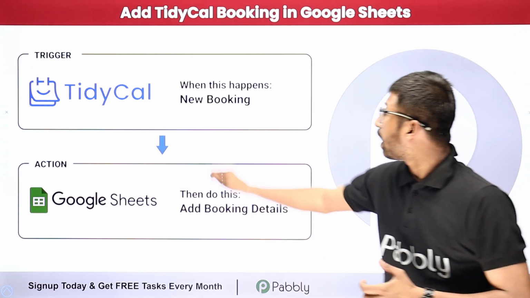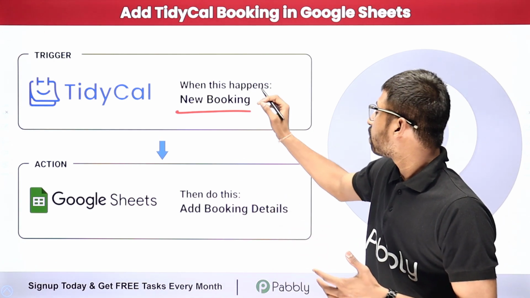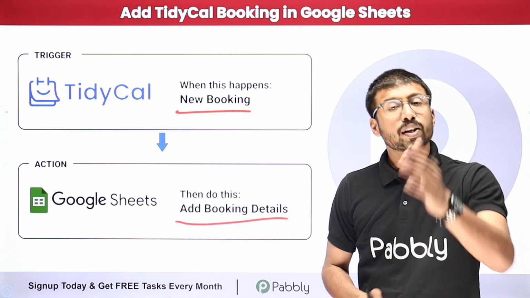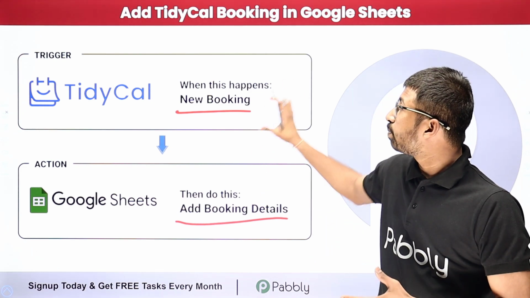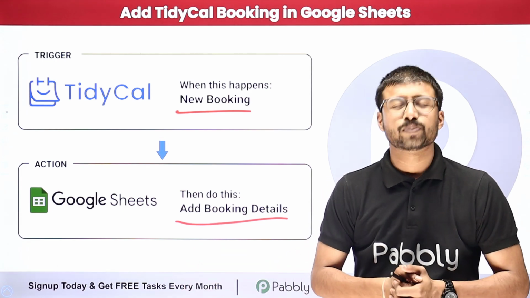And with this automation, as a new booking is received in TidyCal, the details of the same booking will automatically be added as a new row in our Google spreadsheet. Now, if you want to learn how you can set up this complete automation all by yourself, for that you just have to come with me to my screen.